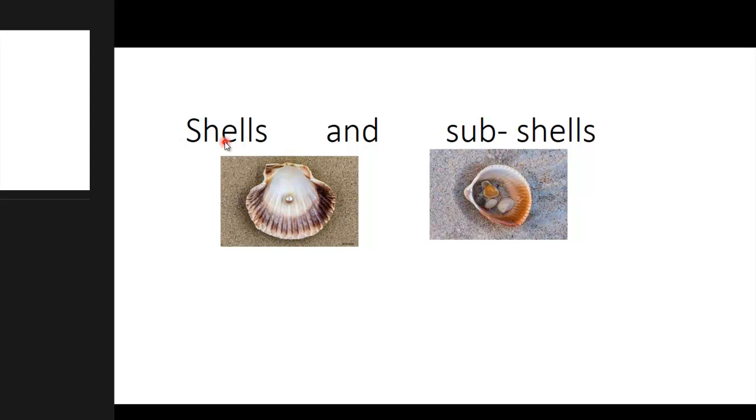Now we talk about shells and subshells in chemistry. This is a shell, and this is a subshell. So a subshell is a shell inside another shell. A shell, subshell, the small ones are subshells. A shell inside another shell, or part of another shell.